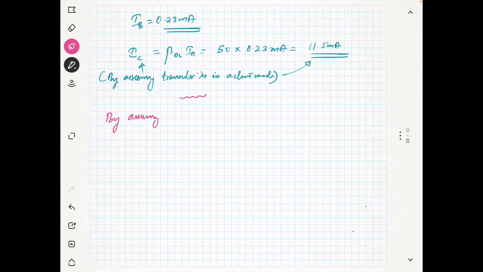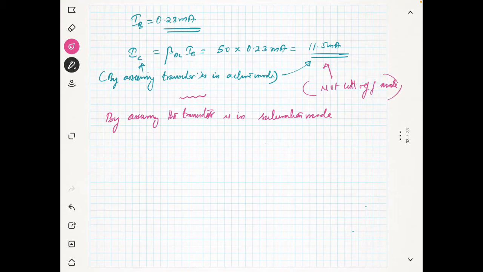Now we will assume, so this part is over, okay. Now by assuming the transistor is in saturation mode. Since the transistor has some current, this clearly indicates that it is not in cutoff mode, okay. This is also giving you an idea that it is not in cutoff mode, because there is some current through the transistor.